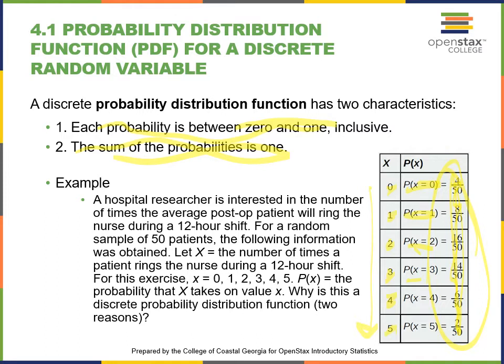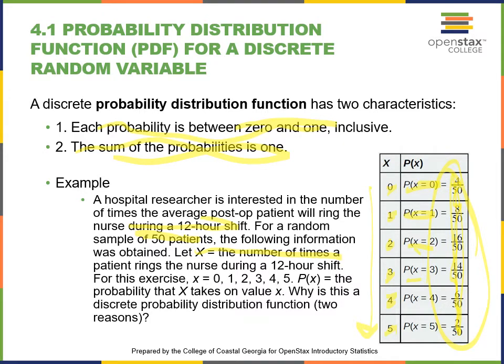So here's an example that we're working with this table. This table represents a hospital researcher who's interested in the number of times the average post-op patient will ring a nurse bell in a 12-hour shift. So the random sample was for 50 patients, and we got a bunch of information there. And so we're going to let X, which is our random variable here, represent the number of times a patient rings a bell in a 12-hour shift.